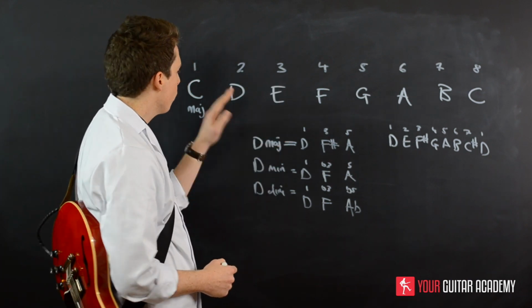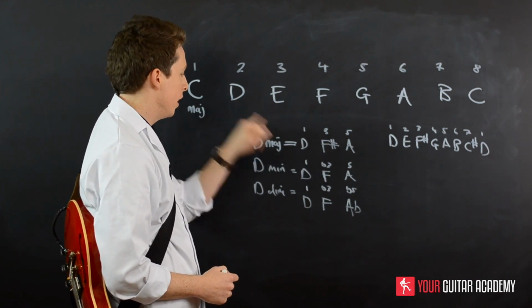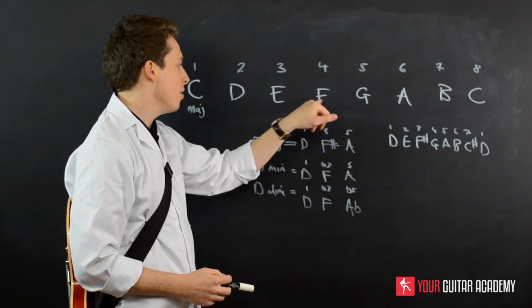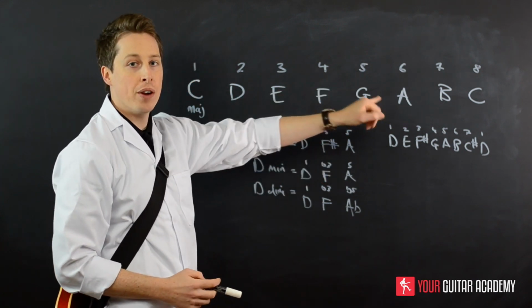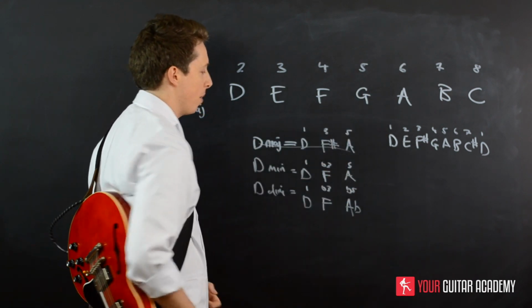So D major chord. Will a D major chord fit here? It's got a D. Good. It's got an F sharp. No, so we cannot use this one. The F sharp simply does not fit into our scale and therefore will not work within the key. So we cannot use that one.